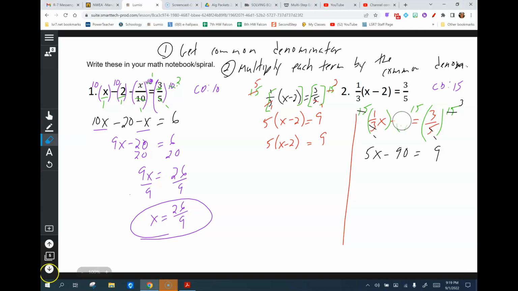So my mistake was here. Okay, if I take 1/3 times 2, I get 2/3, not 6. Again, don't do math too late at night. It does not work well.